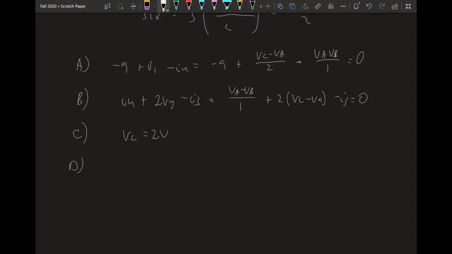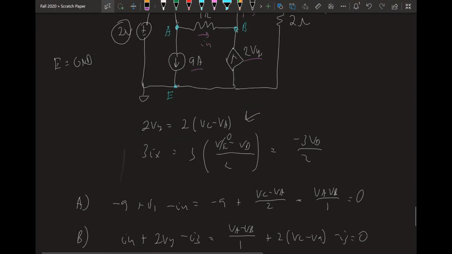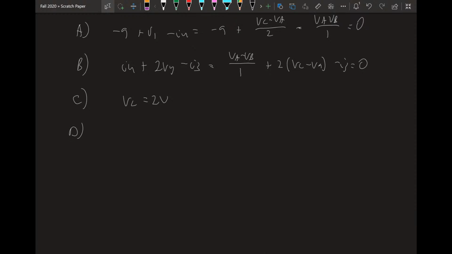Let's look at node D. Node D has I2, I3, and Ix going into it. So we're going to say it's I2 plus I3 plus Ix. We can write I2 as Vc minus Vd over 1. We still don't know what I3 is. And we can write Ix as negative 3 Vd over 2. And that equals 0.